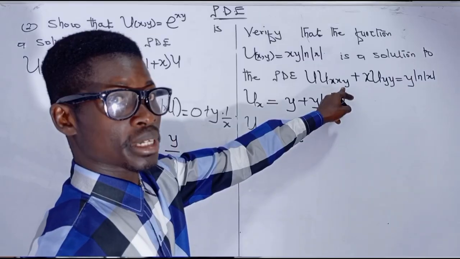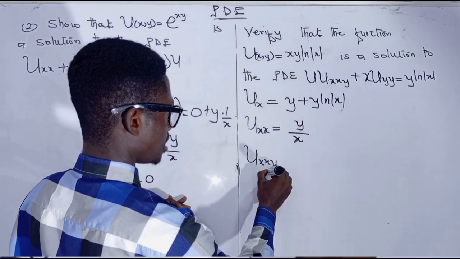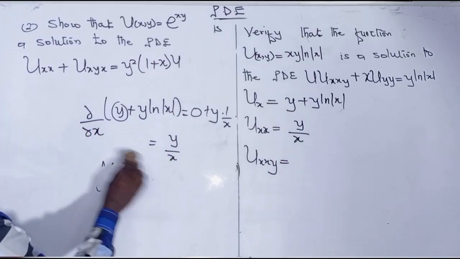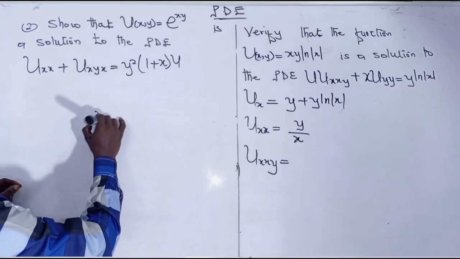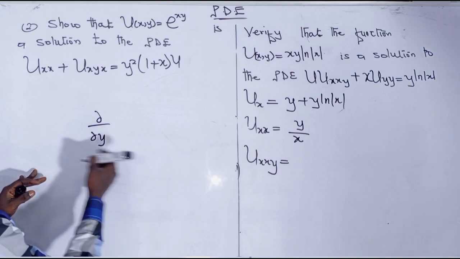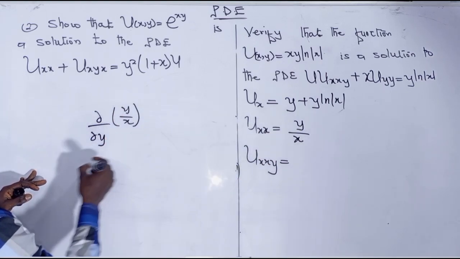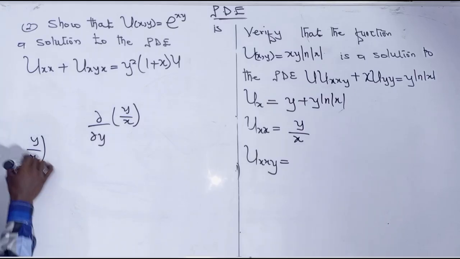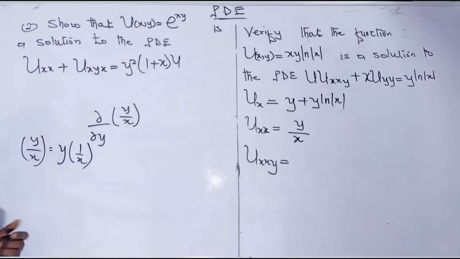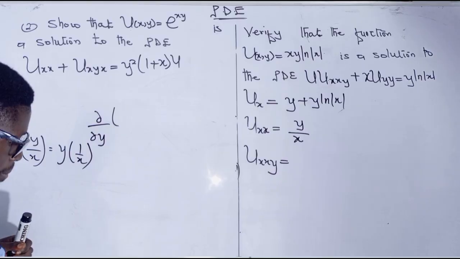Then we take the third one with respect to y. So we have u, x, and then y. So we have del y. With this one, we are differentiating with respect to y of the function y all over x. Remember that y all over x, we can write it as y multiply 1 over x. You agree with me? Good.